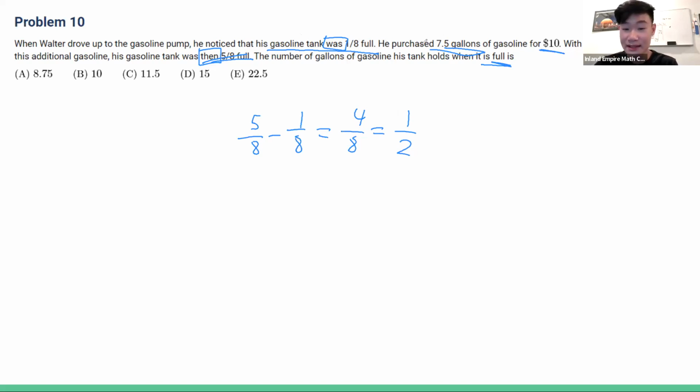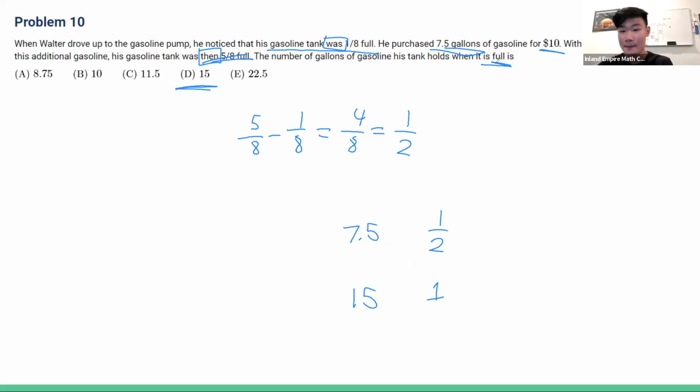And then we also know that he purchased 7.5 gallons of gasoline for $10. So 7.5 gallons of gasoline is 1/2, because that's how much he purchased, and that's how much he managed to fill up. So if we know that 7.5 is 1/2 of the thing, then how much is a whole tank, right? So 1/2 times 2 gives us a whole, and 7.5 times 2 is 15. So 15 gallons makes up his entire gas tank. So the answer is D.